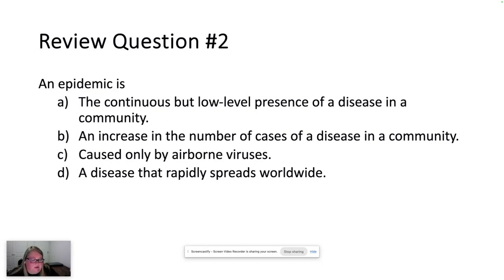So we're going to start this video off with a review question. The question is, an epidemic is which of the following? A, the continuous but low-level presence of a disease in a community. B, an increase in the number of cases of a disease in a community. C, caused only by airborne viruses. And D, a disease that spreads rapidly worldwide. Okay, so take a second and pause the video and see if you can find the answer.